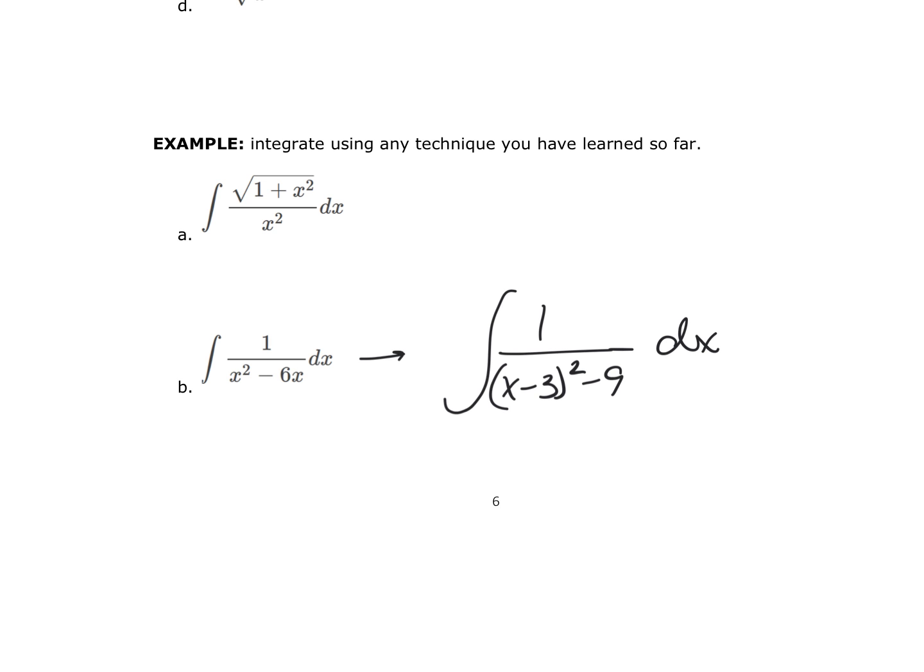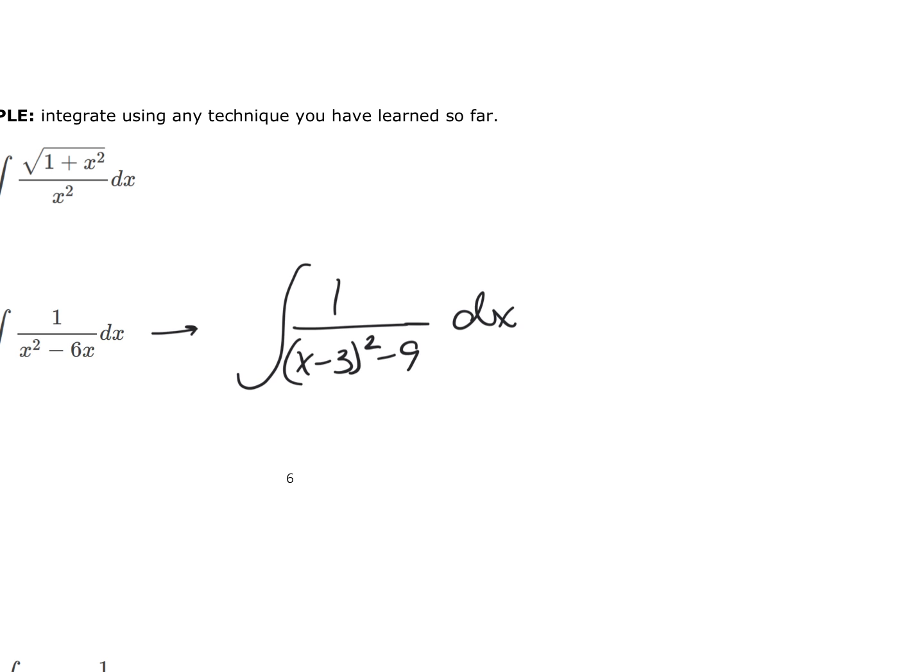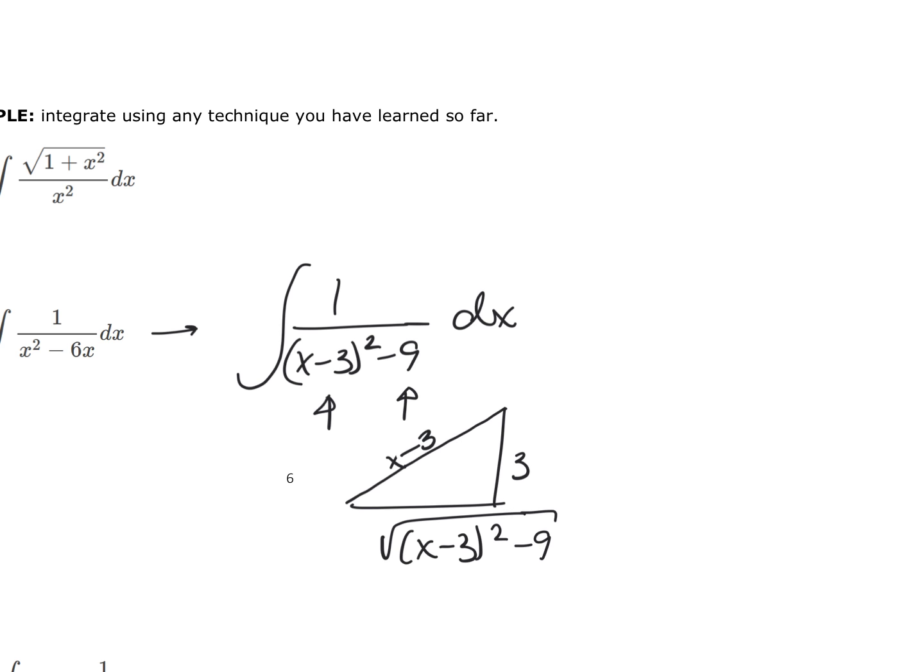Now, it's in this section because we could do this by trig substitution. And if we did this by trig substitution, because it's something squared minus something else squared, then the triangle that I would build would be, my radius would be x minus 3, x minus 3. And one of the sides would be 3, the other side would be the square root of x minus 3, the quantity squared, minus 9.